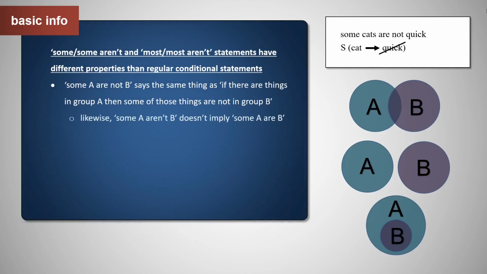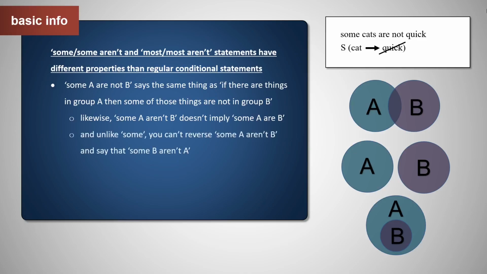And unlike the previous one, some A aren't B does not imply some A are B. You can't just simply negate it. So you can't say that just because you know that some A are not B, you can then say, oh yeah, some A are B. The reason is that if you look at the middle situation where there are two separate circles, you know that in this case some A are not B because none of them are. But that doesn't mean that there is an overlap. You can have a some-are-not relationship without any overlap.